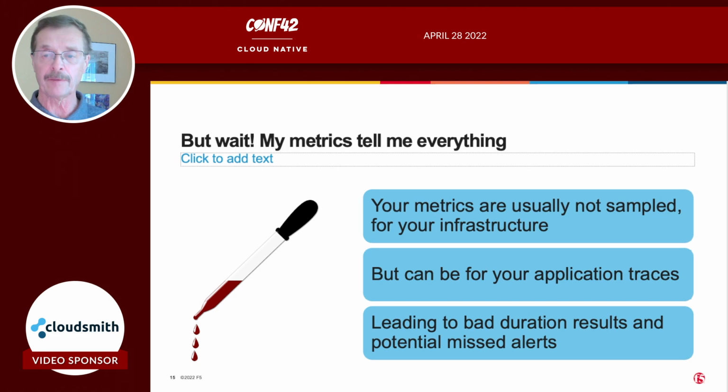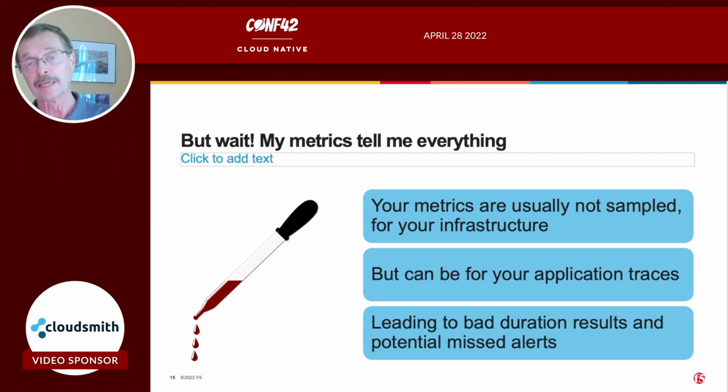Wait, my metrics tell me everything. And that can be true. Your metrics are not usually sampled, particularly for your infrastructure. These may still end up being sampled for your tracing data, because tracing data is in its own right ephemeral. It stops when the request stops, as well as massive. And it comes in not necessarily on a metrics basis. It comes in a form that you can extract metrics from, usually rate, error, duration, or RED monitoring.